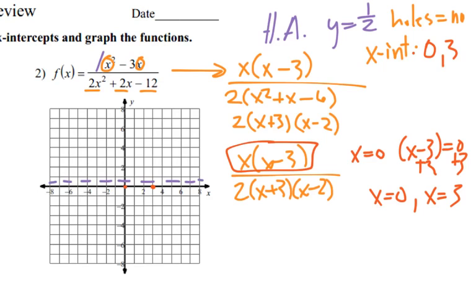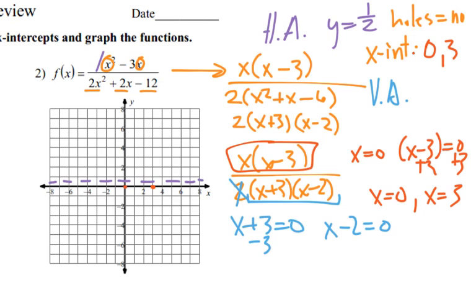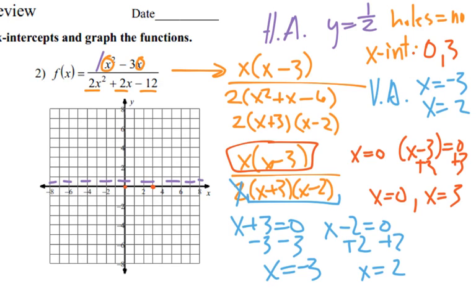Okay, then we take the bottom, and we can get rid of the 2. Take these and set them each equal to 0 for our vertical asymptotes. So we get x equals -3 and x equals +2. So at +2 we've got one, and at -3.